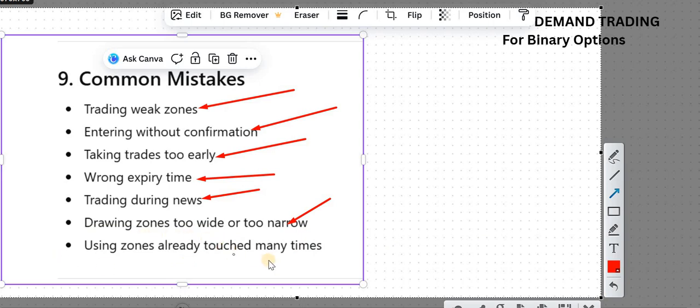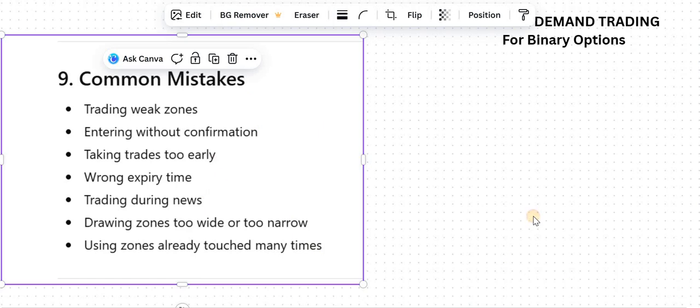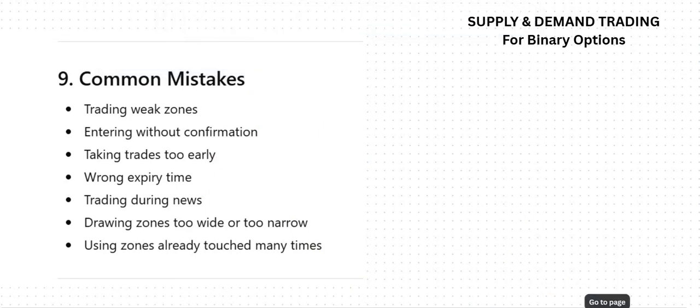Using a zone already touched many times. Yes, I told you this before. When the zone is touched too many times, you just wait for the change in polarity, whereby that supply or demand zone flips to become the opposite of what it used to be. So this is what it means to have some mistakes in trading. There are common mistakes. Everyone makes these mistakes. I myself, I make these mistakes as well.